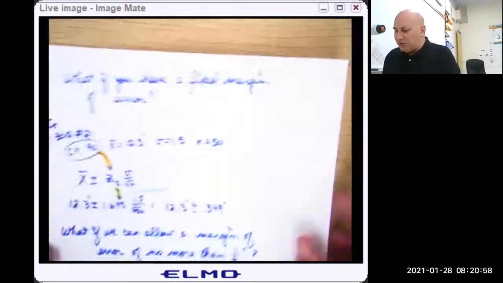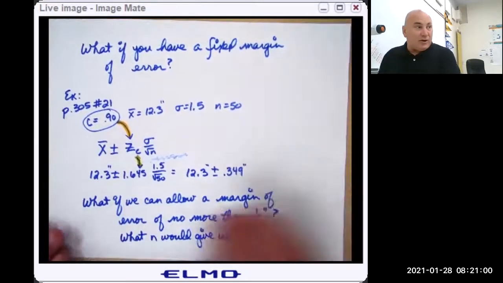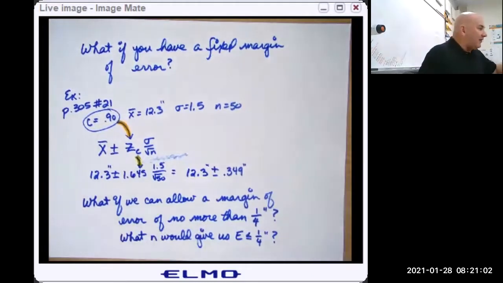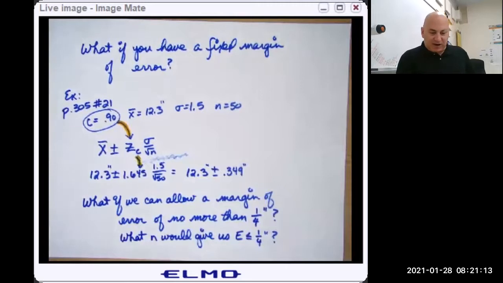What if you have a fixed margin of error? So in our current textbook, page 305, number 21, in case you don't have our current textbook, let's see what it says. Oh, that's easy. It says construct the confidence interval for the population mean mu. And then it says C is 90%. Okay, all the data is there that I have.